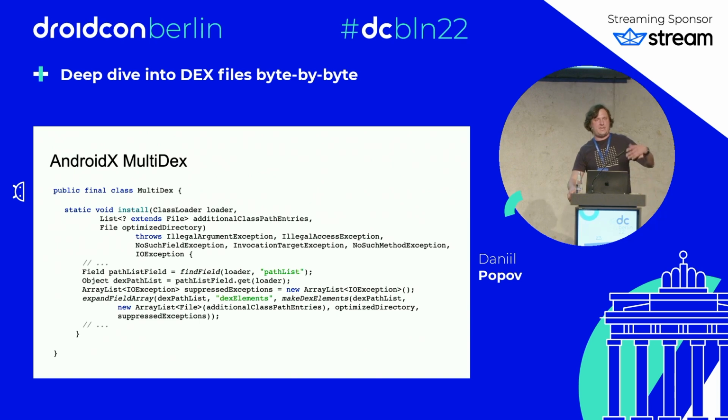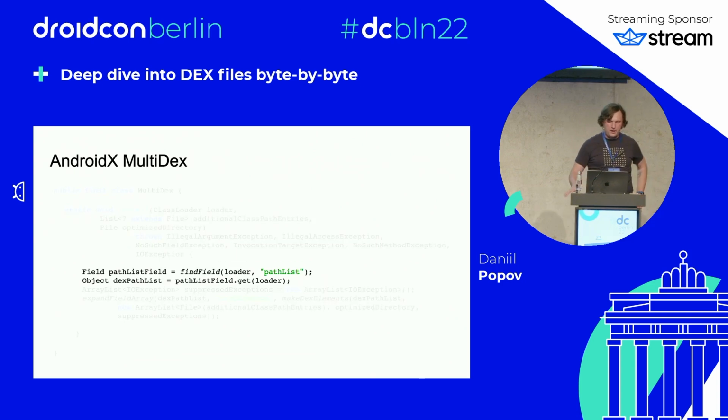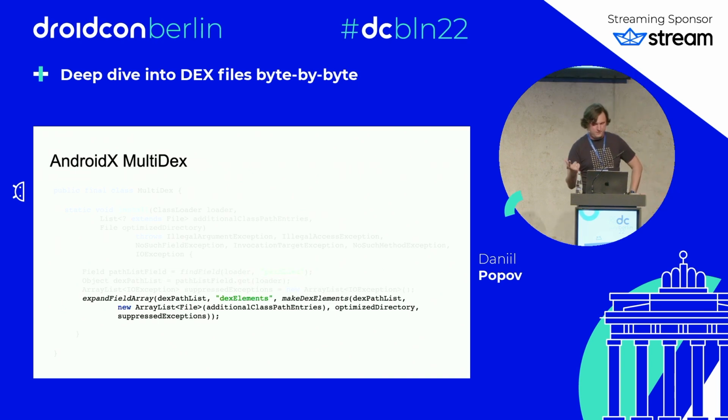To avoid this 64K problem, we use this MultiDex class and call the method install at the very beginning of our application. I have simplified the code to keep the main idea here. Using reflection, this code gets some internal fields of the class loader and gets the values of these fields. And finally, it expands this list with additional items like string IDs, type IDs, proto IDs, field IDs, etc., which are captured from different secondary DEX files.